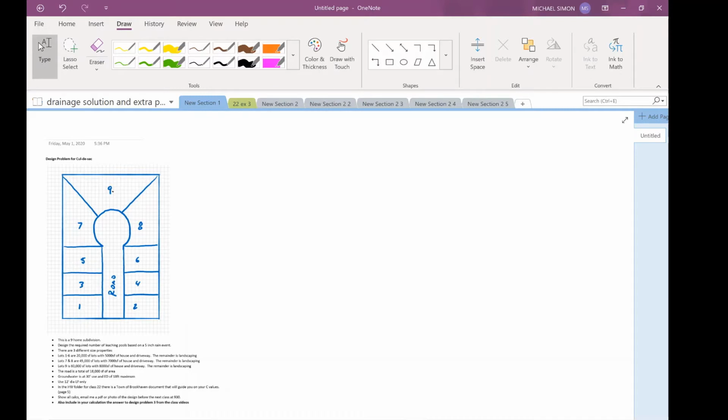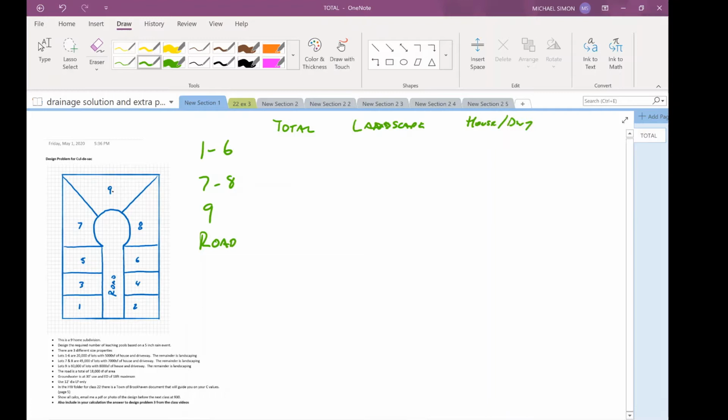So when we look at this, we have to break it down to a couple different areas. We have basins: properties 1 through 6, properties 7 through 8, property 9, and then the road, which a lot of people forgot on the homework. Got to be careful about that. So in terms of the areas, we have the total area, the landscape, and then the house/driveway.